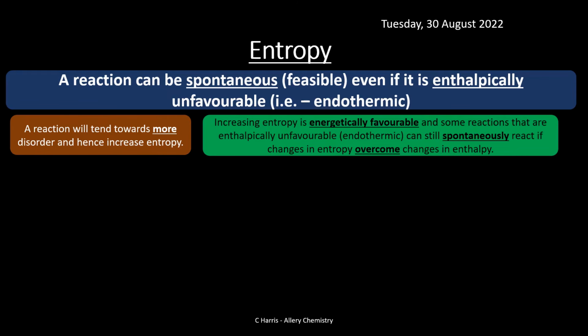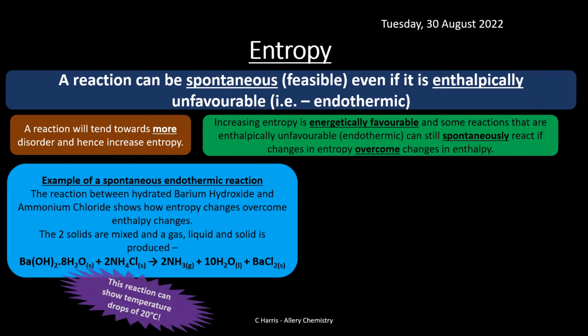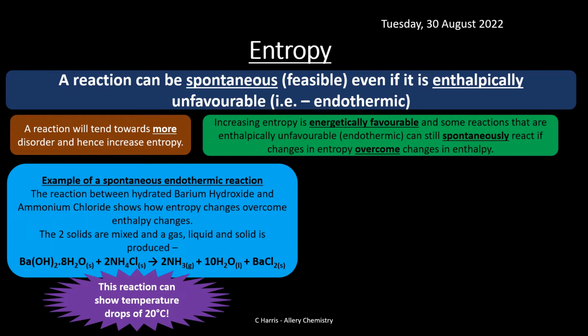Okay, you've got these two sides to this. So, for example, let's have a look. A spontaneous endothermic reaction is the reaction between barium hydroxide and ammonium chloride. I love this reaction. You've probably done this in the chemistry lab. You basically mix the two solid powders, which is just bizarre, and it goes to a paste, and then it goes to a liquid.